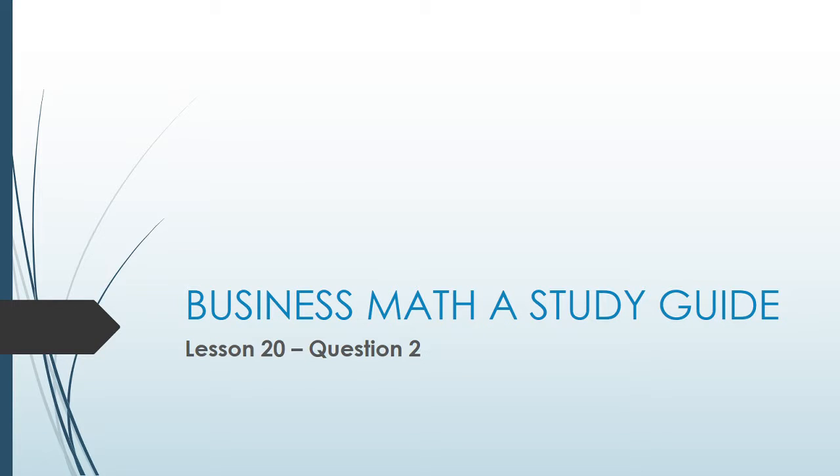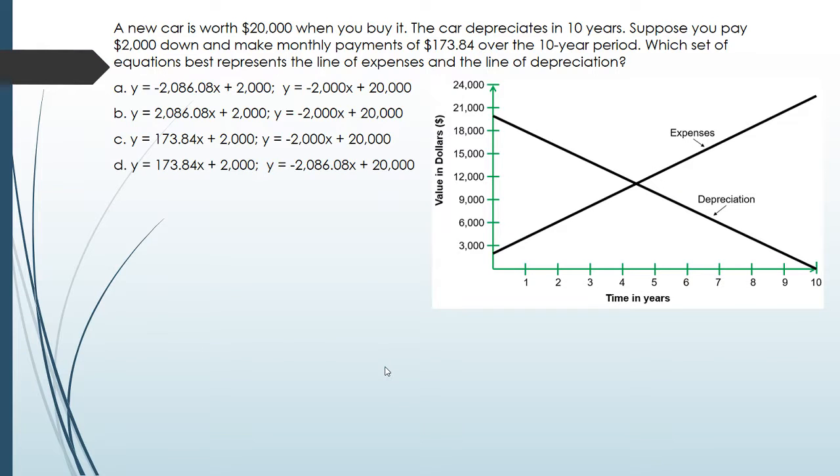In this recording, we will go over Lesson 20, Question 2 of your Business Math A study guide. And that question is here. A new car is worth $20,000 when you buy it. The car depreciates in 10 years. Suppose you pay $2,000 down and make monthly payments of $173.84 over the 10-year period. Which set of equations best represents the line of expenses and the line of depreciation?